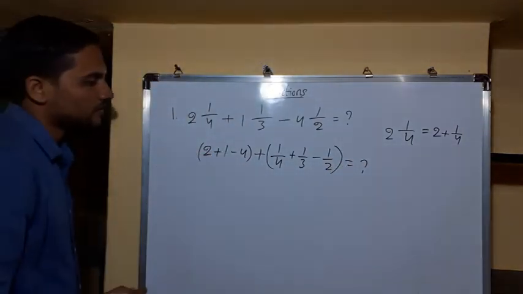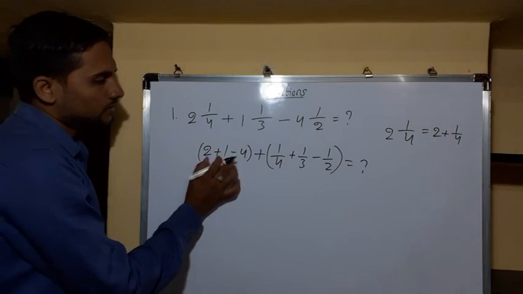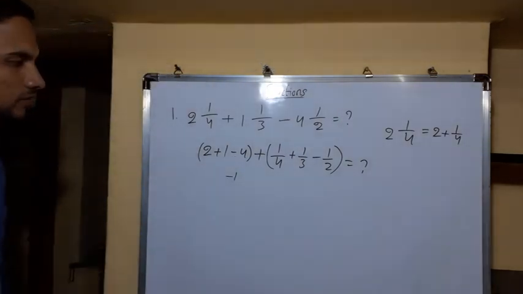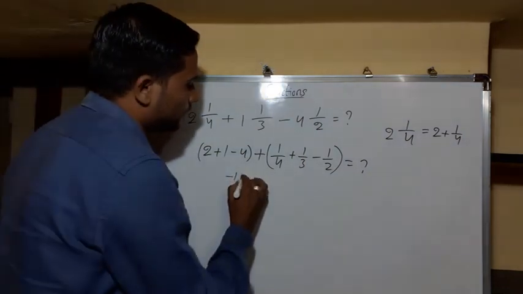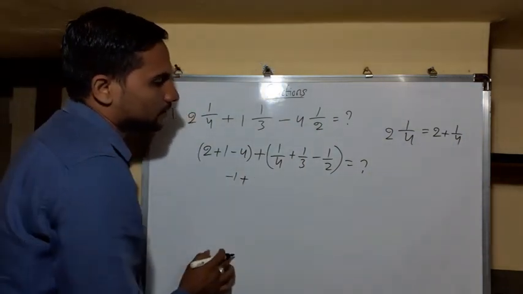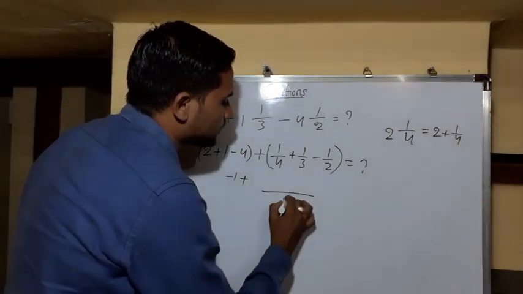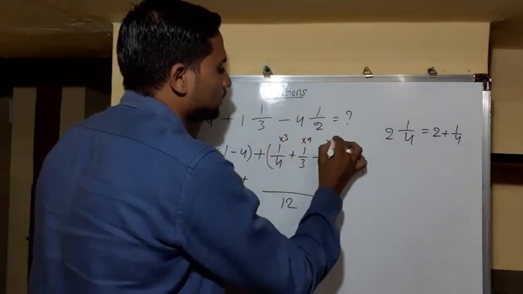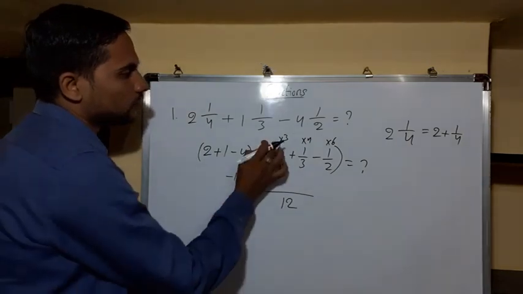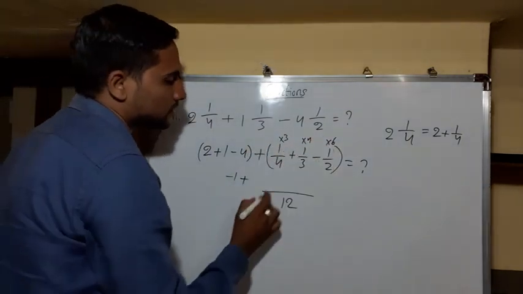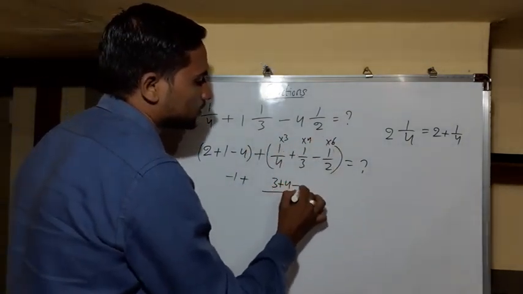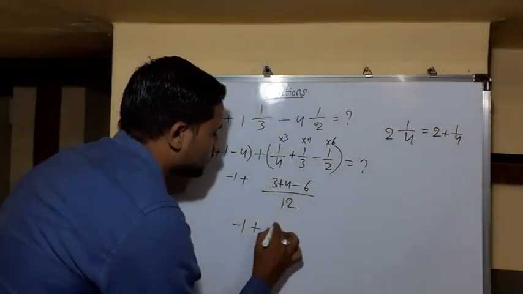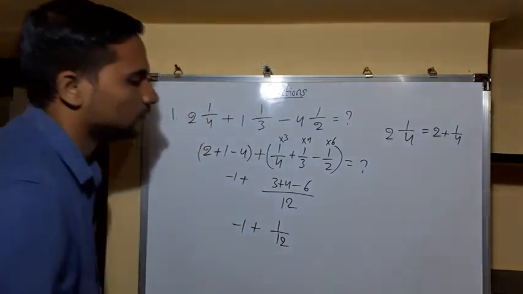So now simplify, friends. 2 plus 1 is 3, 3 minus 4 is minus 1, right? Plus take the LCM. So again the LCM is 12, friends. 4 3s are 12, 3 4s are 12, 6 2s are 12, right? So 3 plus 4 minus 6, how much is it? It is 1. So minus 1 plus 1 by 12.